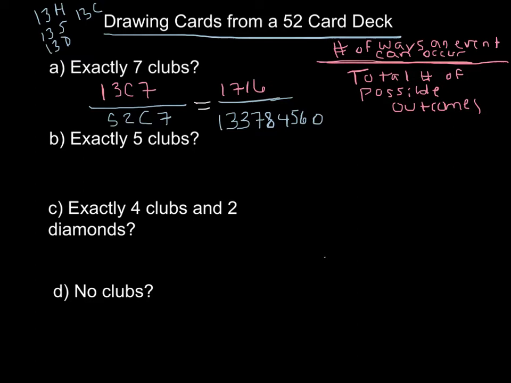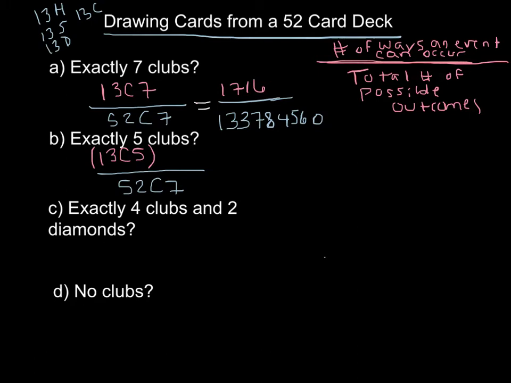Let's look at the next one. What's the probability of drawing exactly 5 clubs? Again, the total possible outcomes is still 52 choose 7, the total number of 7 card hands I can draw. But now I'm drawing 5 clubs, so the number of ways I can draw 5 clubs is 13 choose 5. I said 7, but I meant 5.